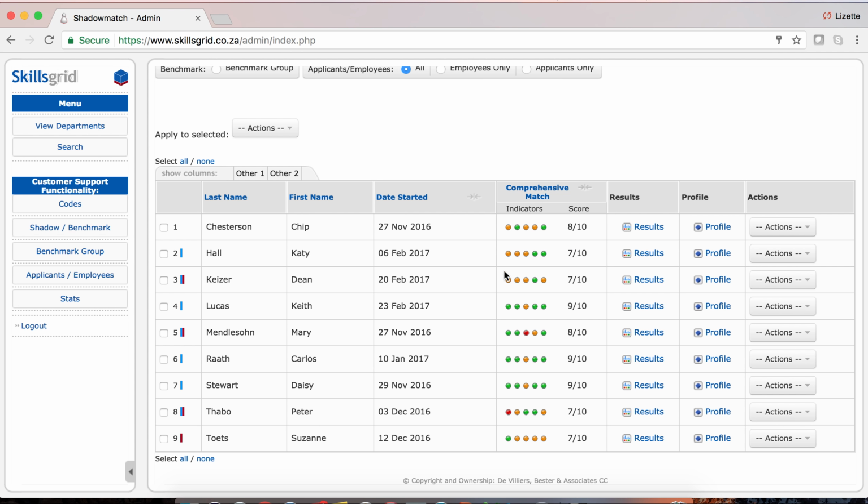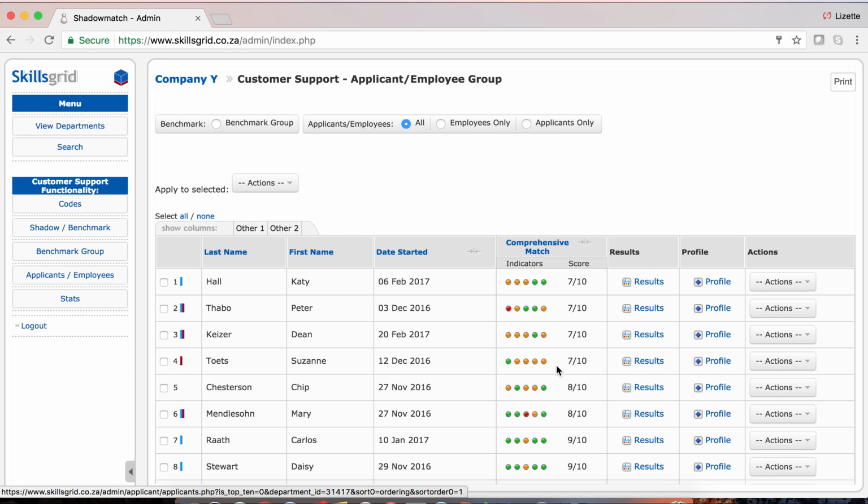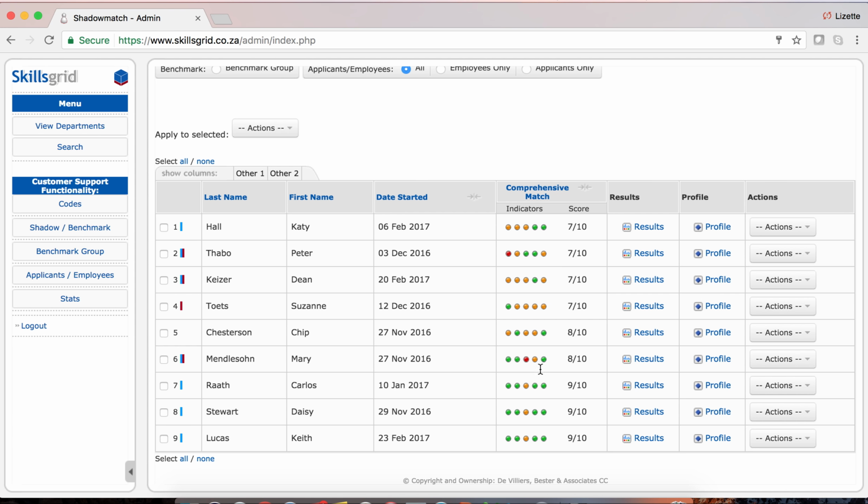I can work with this file, so I can either list the people top down from best match to the skills down to the person that's not as a good match. I can do that by clicking on comprehensive match. So now I've ranked them bottom up. If I click on comprehensive match again, I rank it top down, from my best match right down to the people at the bottom that are not as a good match as the people at the top.